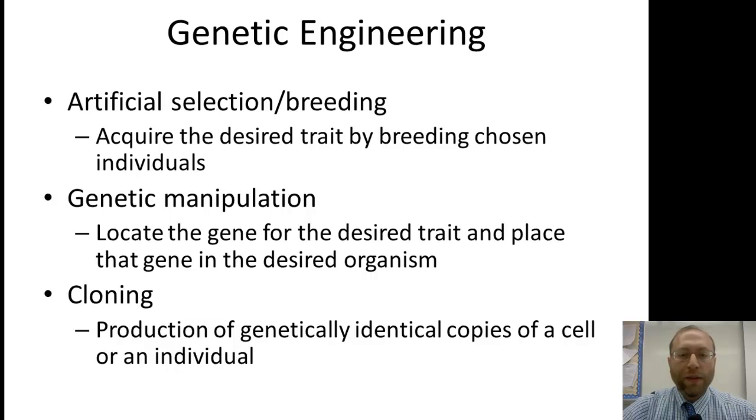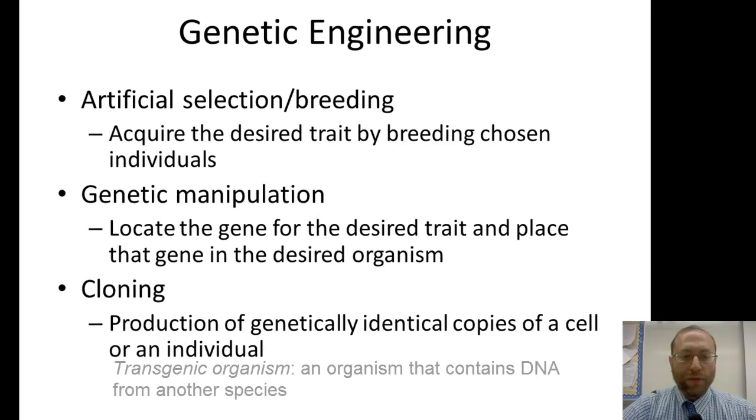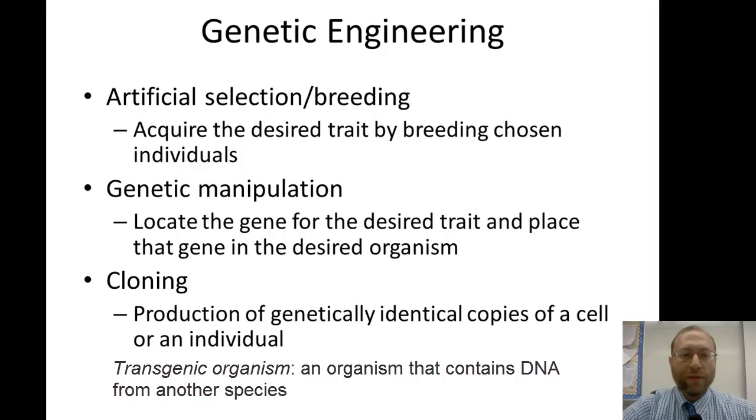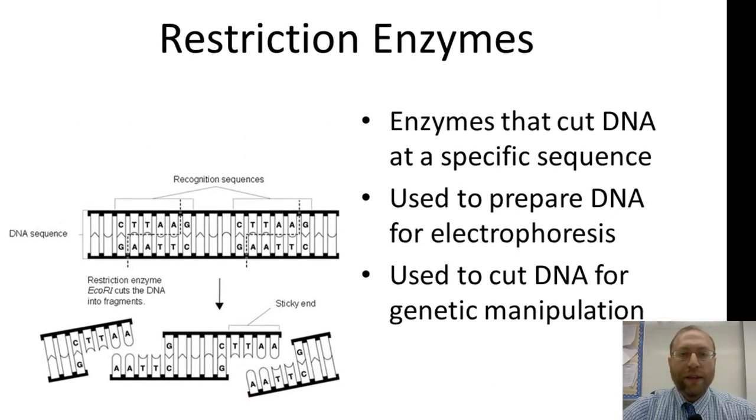Cloning is one of the methods used in genetic manipulation. It's the production of genetically identical copies of a cell or an individual. One other term that you need to know is transgenic organism, and a transgenic organism is an organism that contains genes from another species. Restriction enzymes are enzymes that basically permit us to do genetic manipulation.